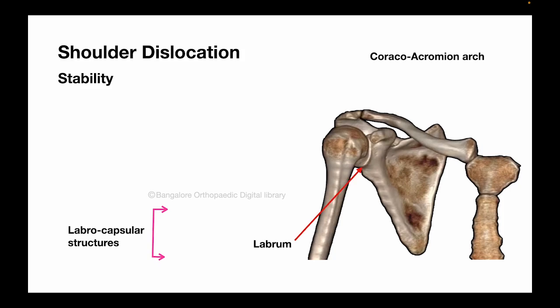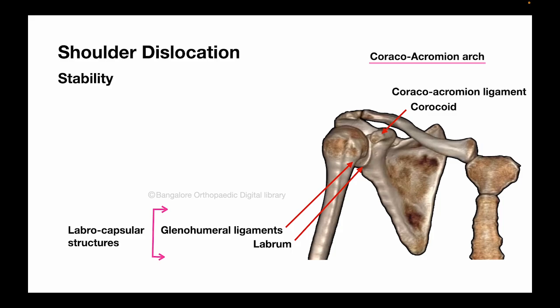Labrocapsular structures consist of the glenoid labrum that deepens the socket and forms a chock block to the humeral head, and the glenohumeral ligaments supplement the function of the labrum. The coracoacromial arch is formed by the coracoid process, the coracoacromial ligament, and the acromion process of the scapula. These offer restraint to the superior migration of the humeral head.